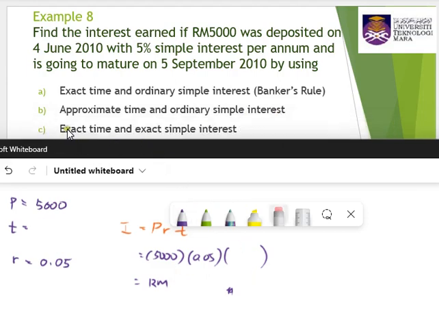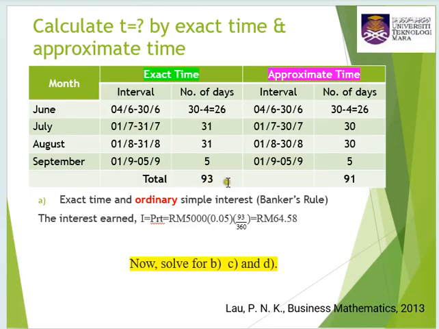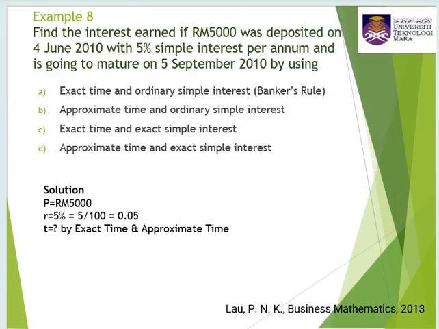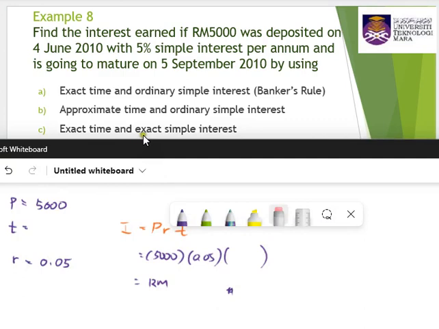So let's proceed with C, exact time and exact simple interest. For exact time, the total days that we calculated just now will be 93 days. Now we want exact time and exact simple interest, so we need to find the actual days in a year for 2010. Is 2010 a leap year or a non-leap year?